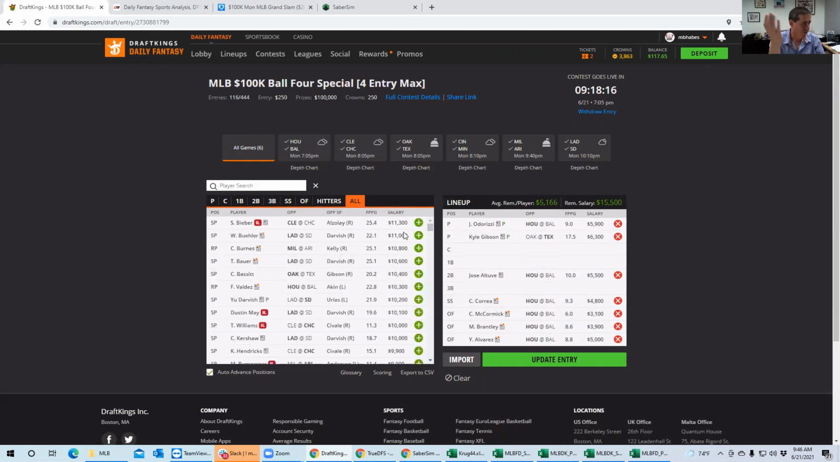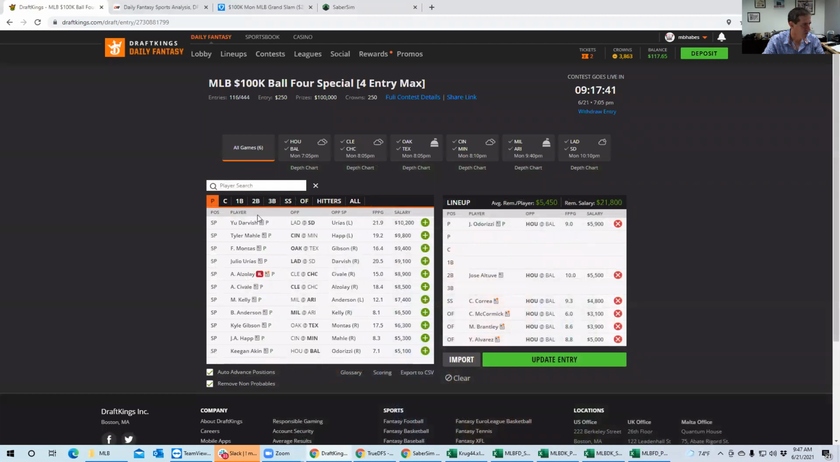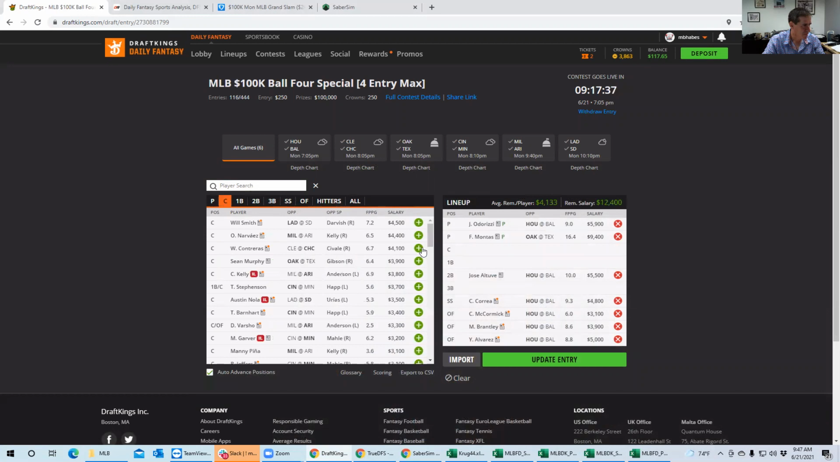What would you have left? I mean, you'd have a fortune left. You'd have 5,100 left for all 3 positions. I don't need to fill these in for you, but you could pay up for all kinds of great stuff. Also, if you have a situation like this, you don't have to play Gibson and Odorizzi. You could probably play Montas if you want and maybe get away with it. So let's get Gibson out of there because he's more highly owned. Instead, let's put in Montas. You still can play 3 really good one-offs there.